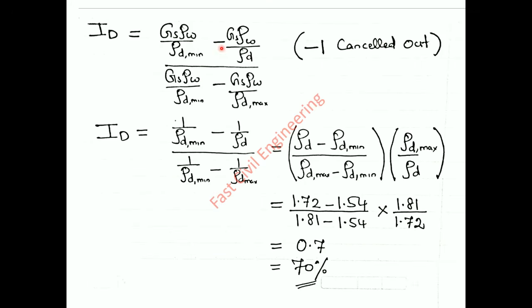Substitute for e max, e and e min. Substitute these values, and the minus 1 cancels out. The ID equation becomes: rho d minus rho d min over rho d max minus rho d min, into rho d max over rho d. Substitute the values: 1.72 is the natural state dry density, 1.81 is the maximum compaction state dry density, and 1.54 is the minimum loose state rho d. So ID is 1.72 minus 1.54 over 1.81 minus 1.54, into 1.81 over the natural state rho d of 1.72. The answer is 70%.